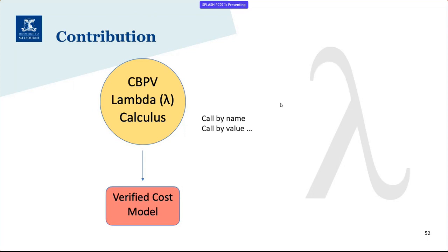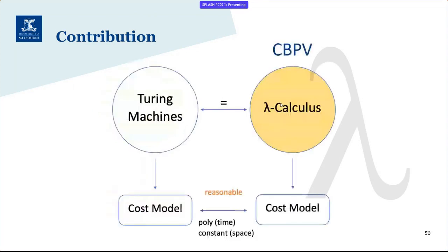Can you say a little bit more about, so one thing I think would be helpful for me to understand is why you need both a verified cost model for call by push value and a connection to Turing machines? Because it seems like if I have a cost model for Turing machines and I have a cost model for call by push value, don't I automatically make a connection between those?